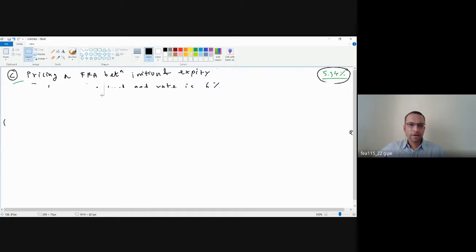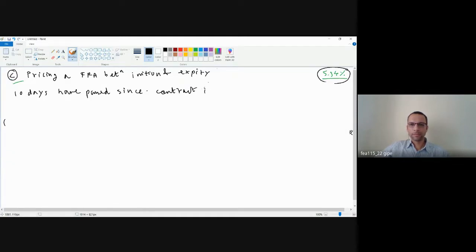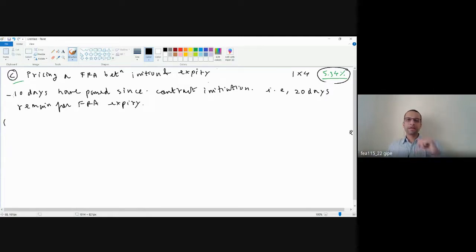Now imagine that I have entered into the FRA 10 days back. So let's say 10 days have passed since contract initiation. So if 10 days are done, it's a 1 cross 4, right? So 20 days remain for FRA expiry. This is given to me. So 10 days have gone. I have entered into the contract 10 days back. I'm standing somewhere in between.